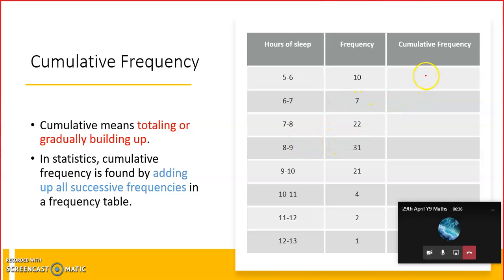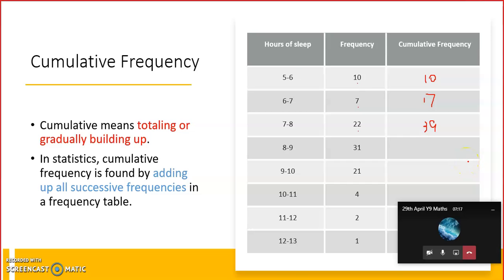So the first cumulative frequency will be fairly straightforward because that's just 10, because that's the only number there. Now the second column, what I need to put in here is we need to add up these two numbers, 10 and 7, because we need to add up everything above that line. So that's going to be 17. Now for the next bit, we just need to add 22 to these two numbers, or say add 22 to 17, and we'll basically get 39 as our cumulative frequency. Let's have a look at the rest of the table.